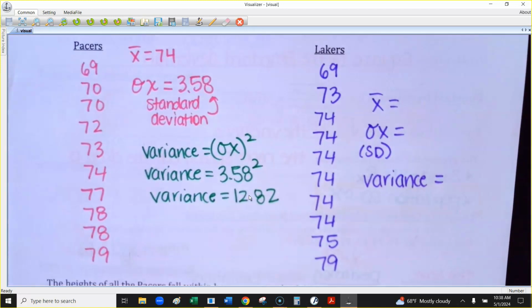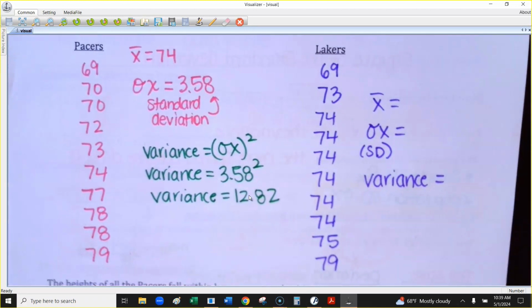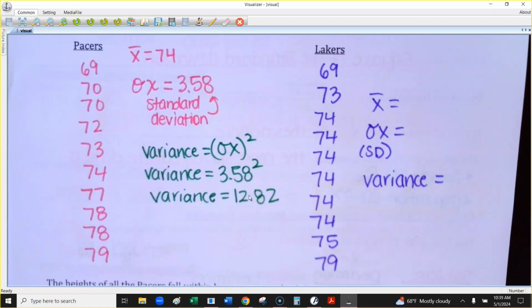And I'm going to ask you 3 things. Can you tell me the mean? Can you tell me the standard deviation? And then can you tell me the variance? The variance is the only one you shouldn't be able to see from the calculator screen if you're using the calculator. If you're doing it by hand, you would calculate the variance first. So see what you guys think.